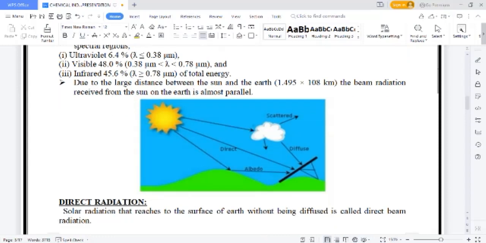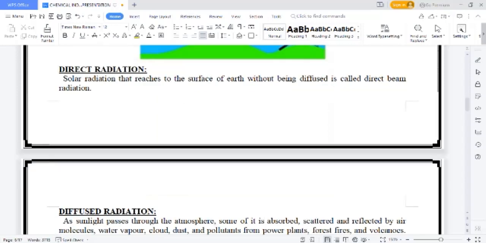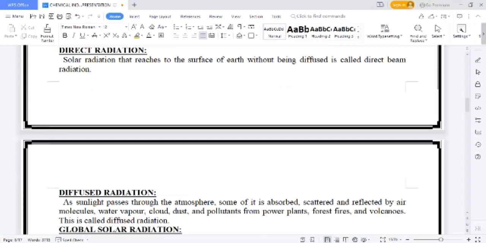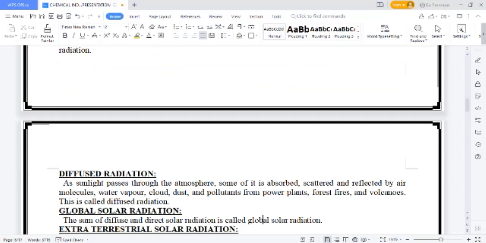First, I will talk about direct radiation. Solar radiation that reaches the surface of the Earth without being diffused is called direct beam radiation. Second is diffused radiation. As sunlight passes through the atmosphere, some of it is absorbed, scattered, and reflected by air molecules, water vapors, cloud, dust, and pollutants from power plants, forest fires, and volcanoes. This is called diffused radiation. Diffused radiations are basically the radiations which can be absorbed, scattered, and reflected by any molecule.